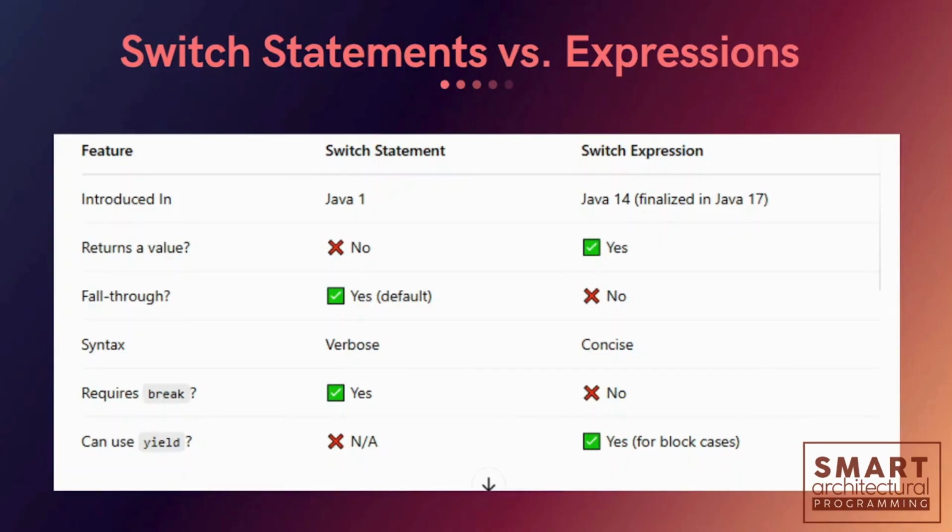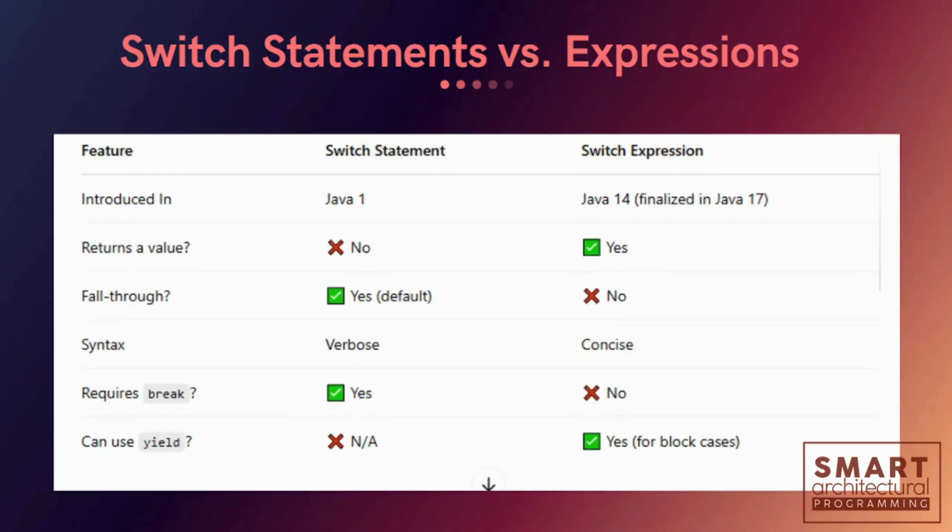In switch statements, there's no need to return a value, while switch expressions must return a value. When you talk about fall through, switch statements have fall through by default, and switch expressions do not. If you talk about syntax, the syntax of switch statements is verbose, while the syntax of switch expressions is concise and to the point. Because of fall through, do these require break statements? Switch statements, because of fall through, require break statements, while switch expressions, because they don't have any fall through, do not require break statements. And finally, the word yield. Can switch statements use yield? No. And can switch expressions use yield?